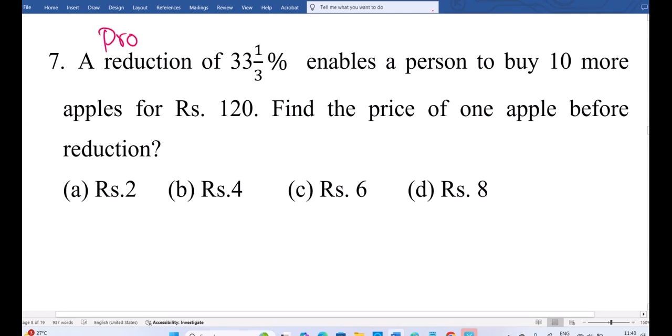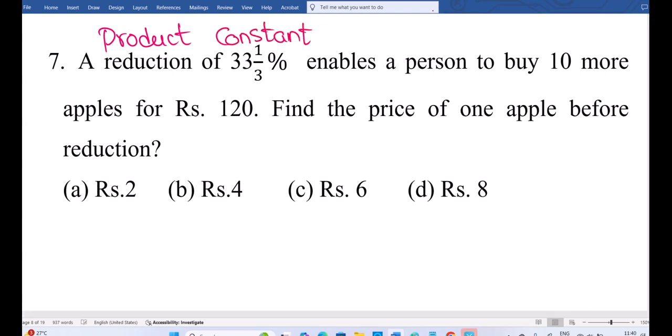Constant. Since product constant, see 120 rupees is fixed. Last month you went to a shop, you purchased the apples for 120 rupees. This month also you went to a shop, you purchased apples for 120 rupees. But as price is reduced, now you are getting 10 apples extra, right?